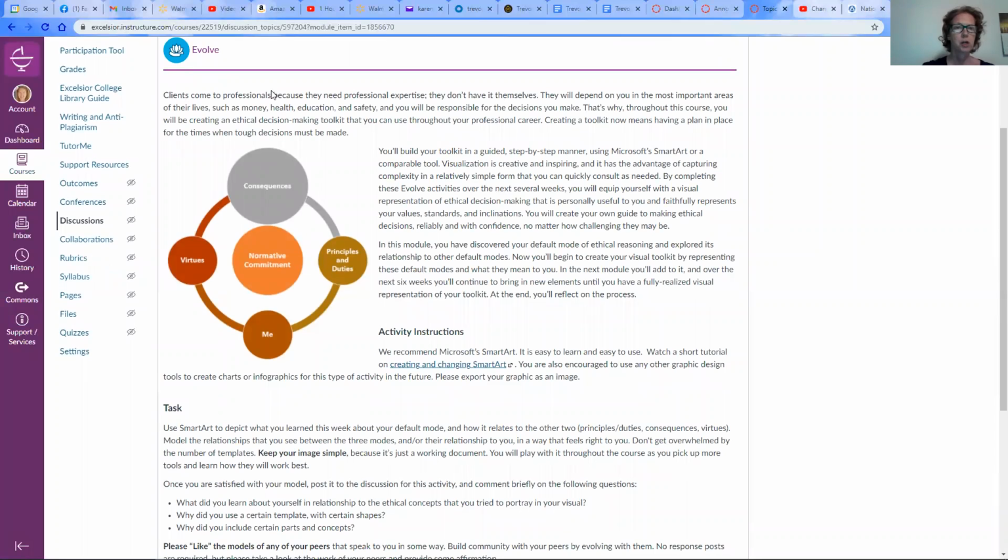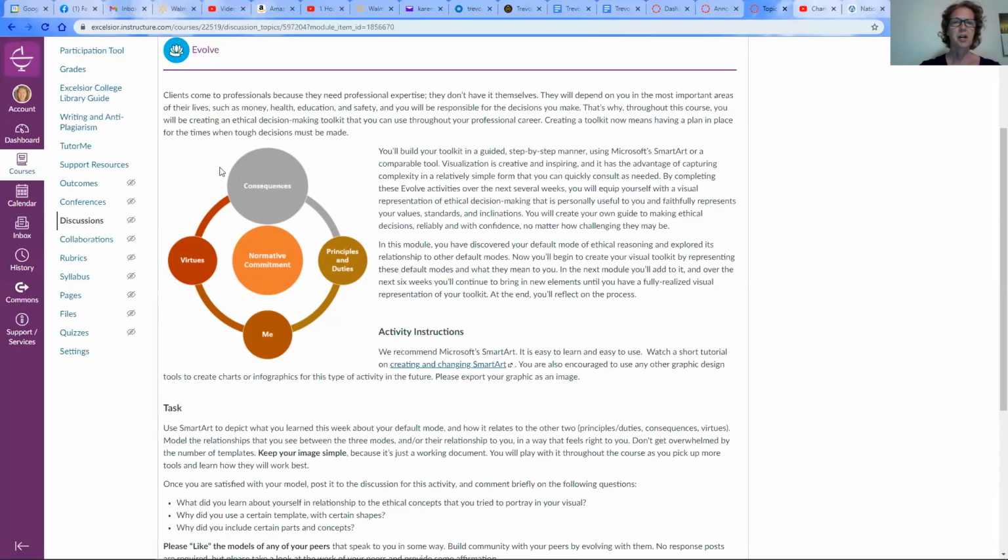Now, this particular visual that you see here is an example of what your toolkit might look like, but I'll also post some other examples from students that have posted their toolkits in the past so that you can get an idea of some of the different ways people visually represent their ethics. And this will culminate in a final project in week 7 of the course.